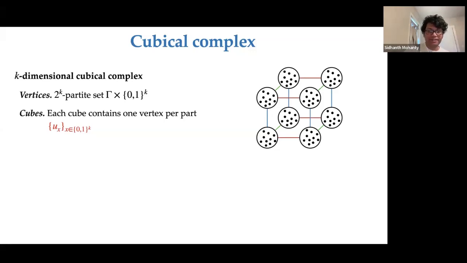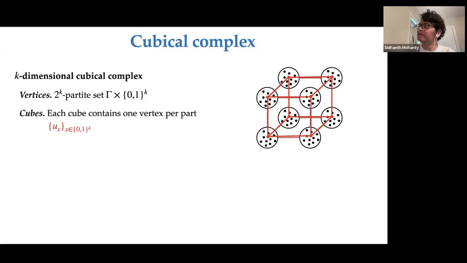Now, the complex is also going to comprise a bunch of cubes. You should think of each cube as being a hyperedge, but it's a hyperedge with a special structure. It's a hyperedge that contains one vertex from each of these 2 to the k parts. So here I've illustrated a cube to you. The hyperedge is simply the collection of the red vertices. I drew the cube just to illustrate that that's how you should think of this hyperedge.